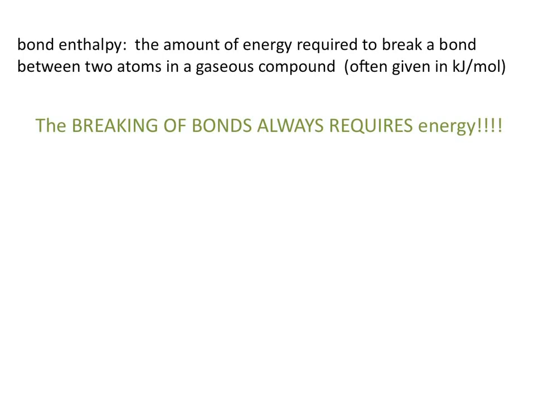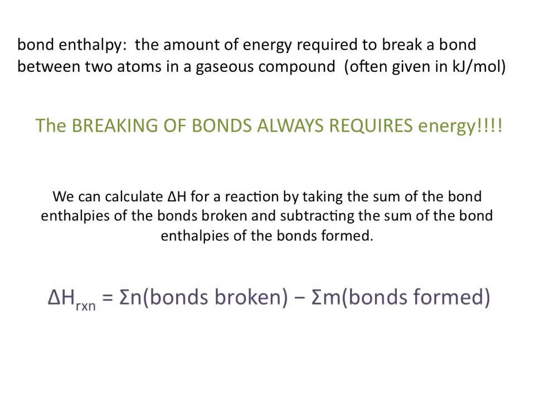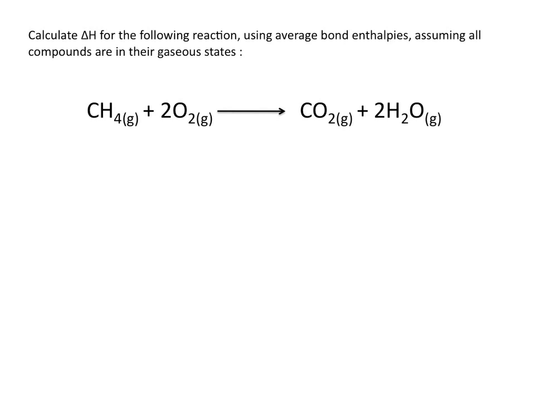bonds that releases energy. So one way that you can calculate the enthalpy change for a reaction is by taking the sum of the bond enthalpies of the bonds broken and subtracting the sum of the bond enthalpies of the bonds formed. And in this equation, N and M stand for the number of moles of each type of bond. So let's try an example.